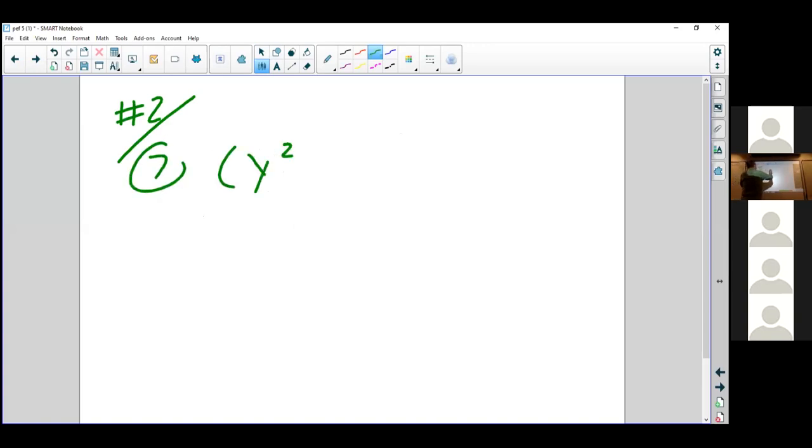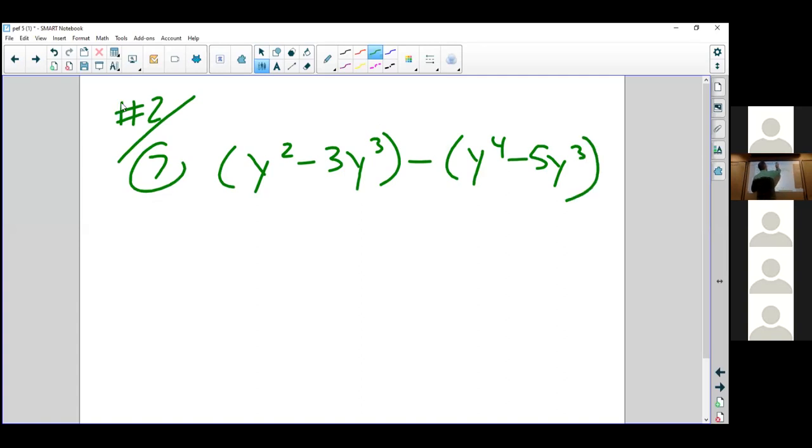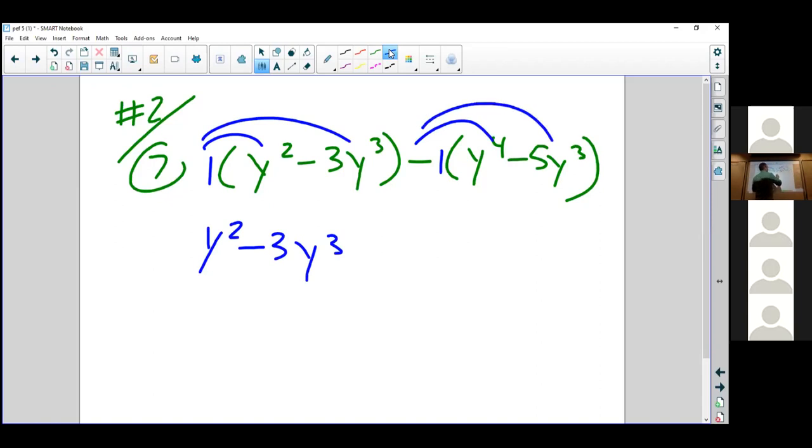We have y squared minus 3y to the third minus y to the fourth minus 5y to the third. Okay, so remember we have a 1 out front, so we're going to distribute that over. So I'm going to get y squared minus 3y to the third. And then remember, I'm going to distribute a negative 1 over both of those, so both of those signs are going to change.